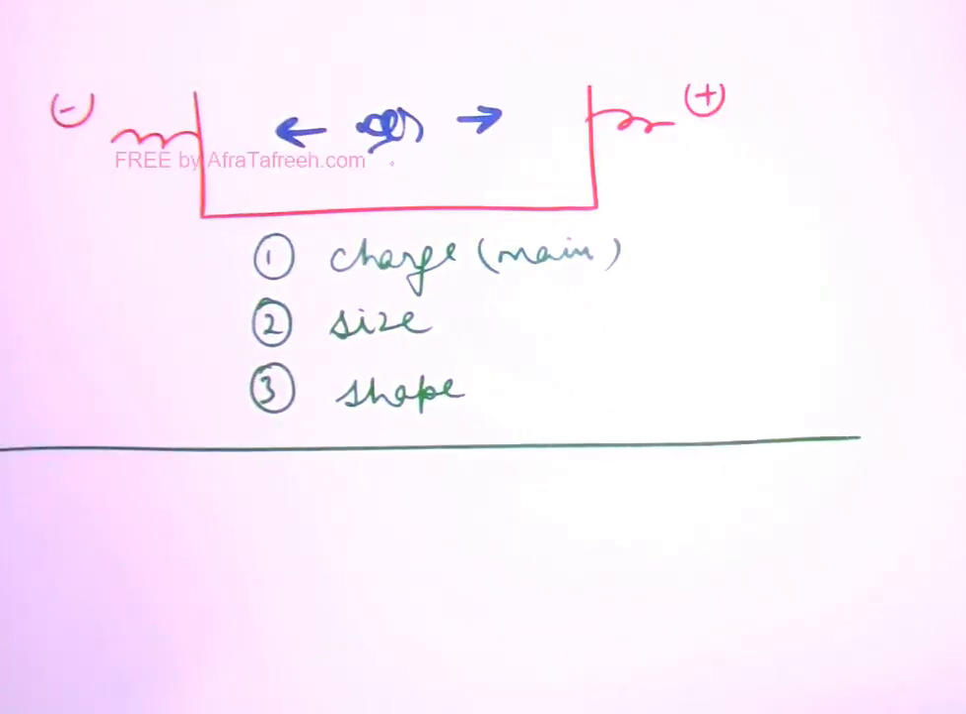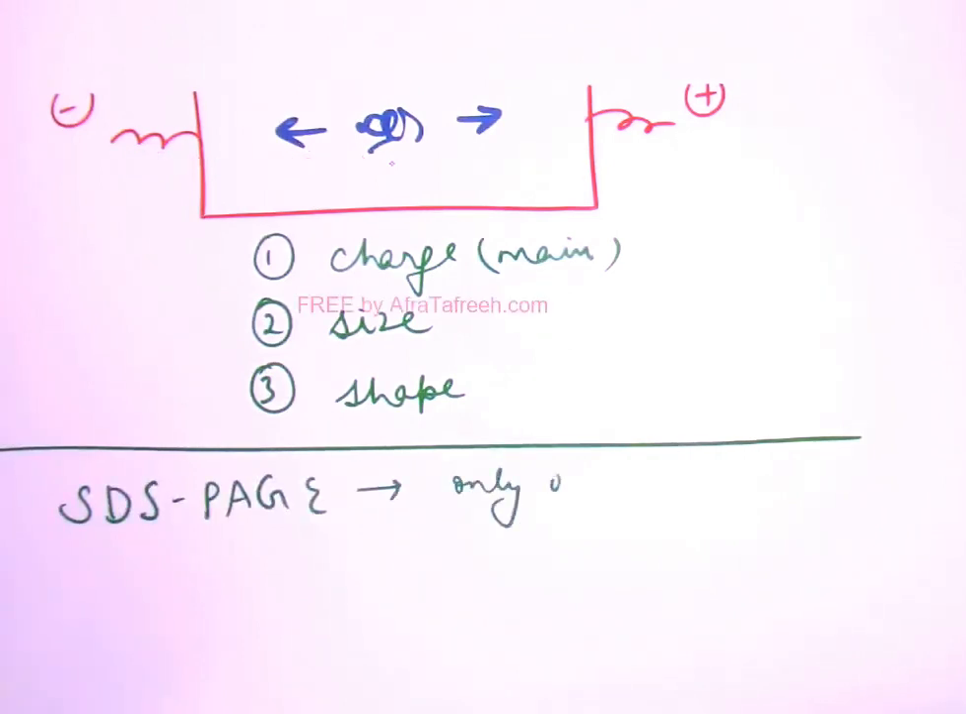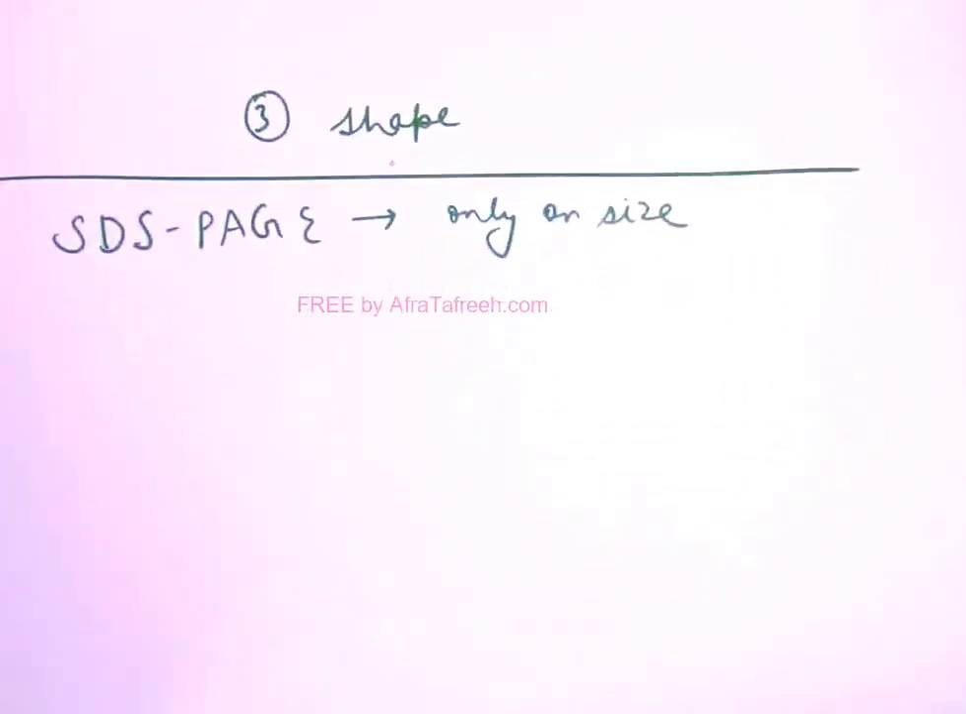But there is one special electrophoresis, SDS PAGE. SDS PAGE depends only on size. Normal electrophoresis depends on charge, size and shape, but this SDS PAGE, a very special electrophoresis, is a frequently asked topic in questions. So this SDS PAGE depends only on size.